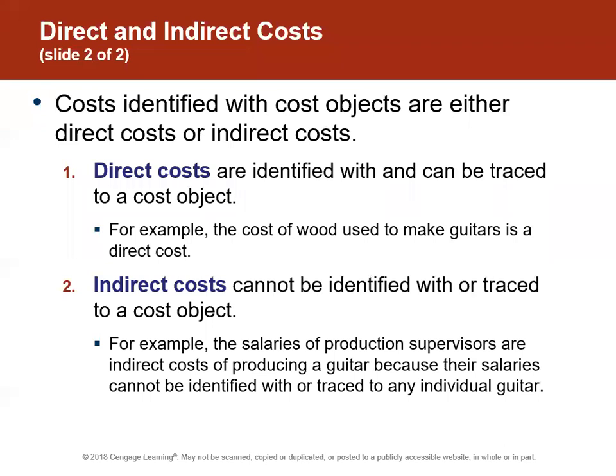So indirect costs are really just anything that we can't determine how much it costs per guitar, or per item. So it does get a little bit confusing. They're both product costs though. Here's where it gets a little tricky, because for product costs, you need to figure out the total costs to make these guitars. So you have to add in that supervisor salary because it's a cost associated with the product. We just calculate it a little differently. It's considered what we call overhead.